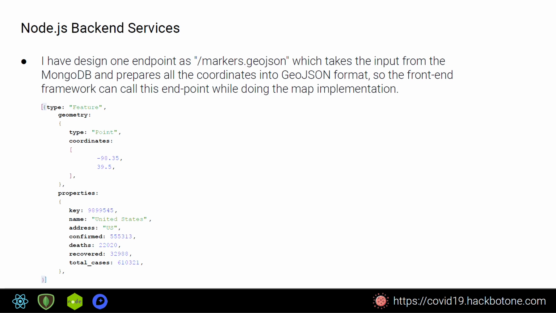And this is a sample GeoJSON object of United States. And in this object, as you can see, it's structured with two different objects, geometry and properties. And this is a standard when you have a large number of coordinates and want to populate them on the map. Then the GeoJSON format is very efficient to render the coordinates on the map.